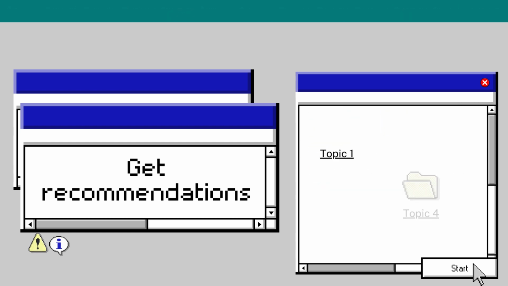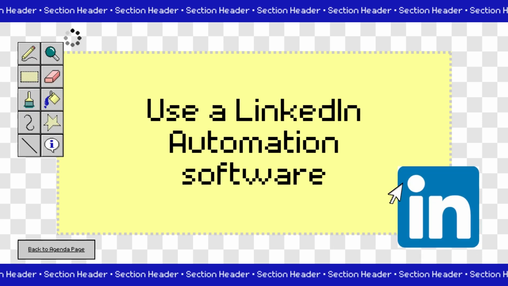tasks given. And then, last but not the least, is by using a LinkedIn automation software. Never shy away from using one as this makes your life easier when it comes to targeting leads.